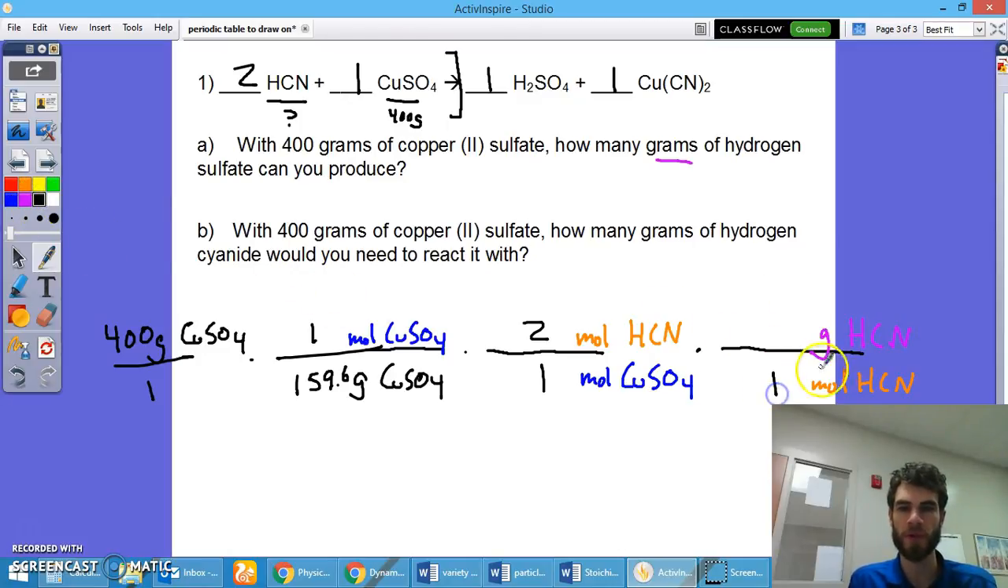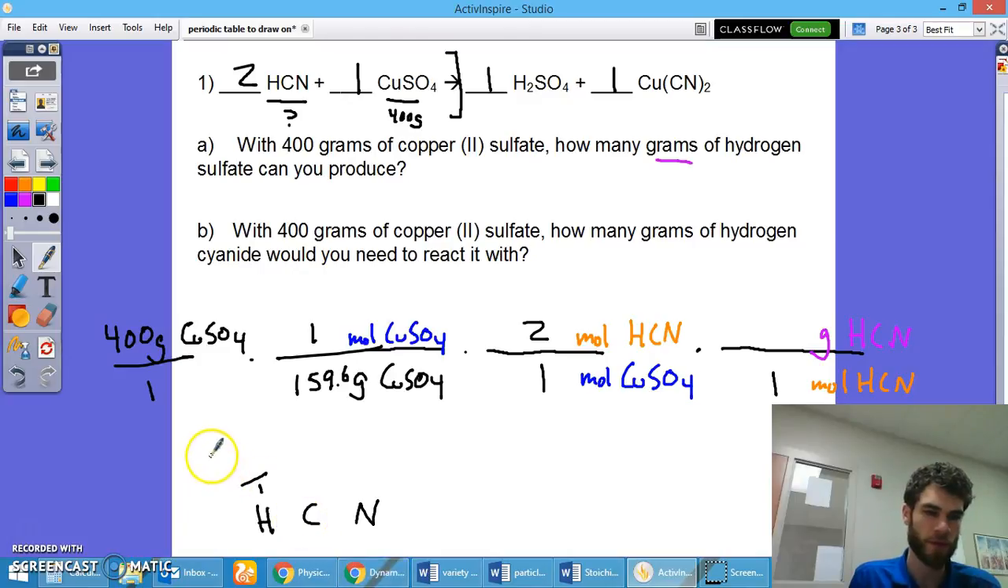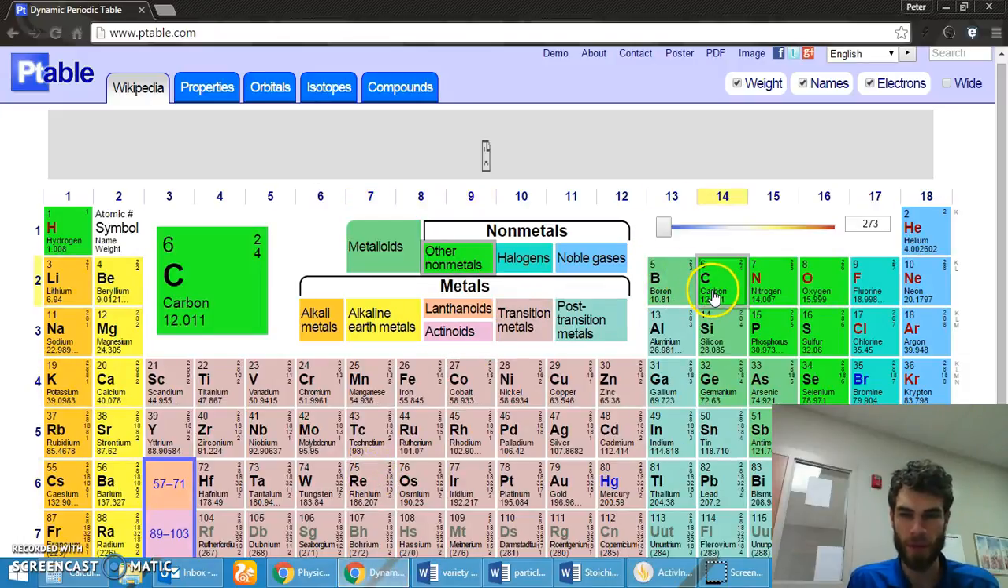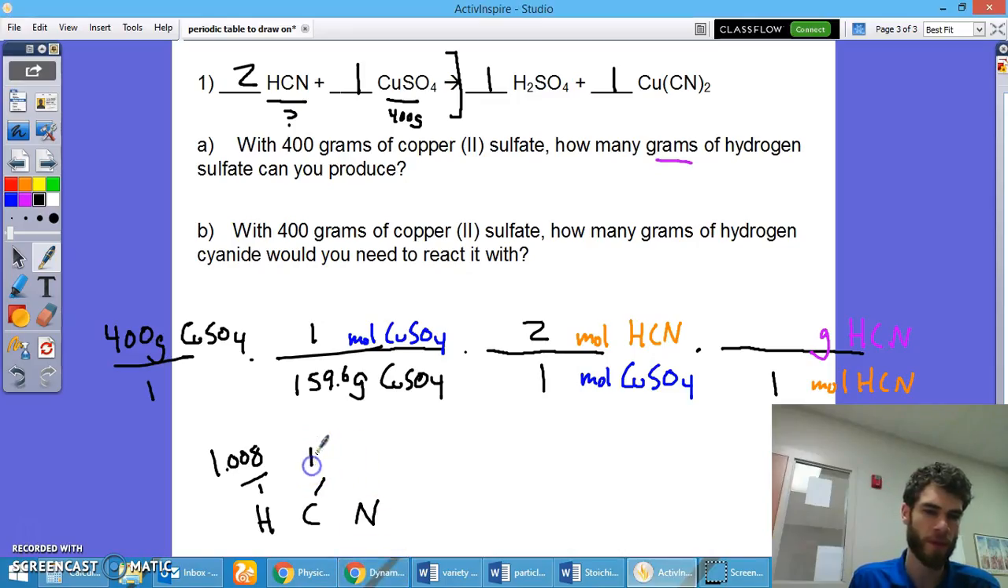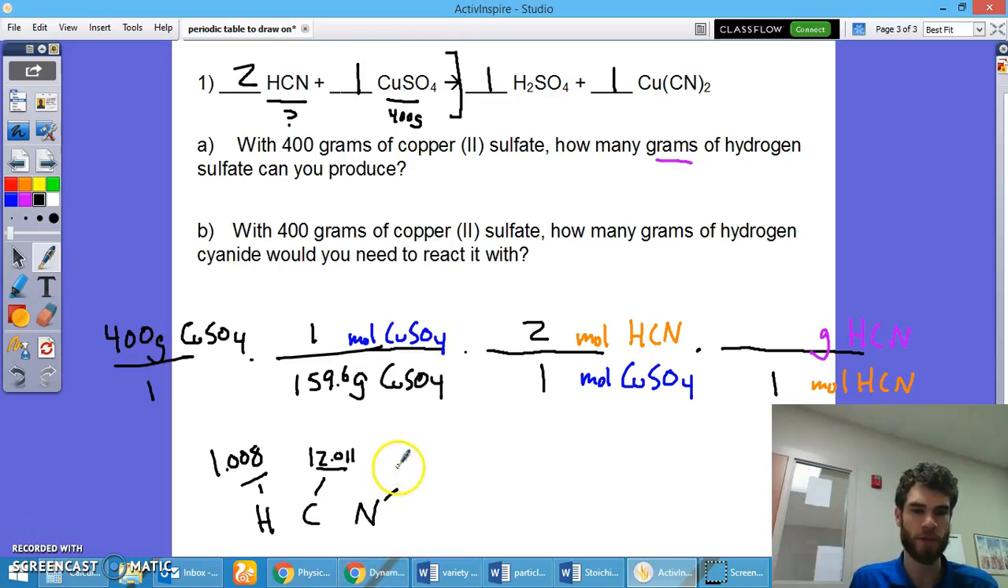Now the 1 goes with the moles, and we have to figure out how many grams are in 1 mole of hydrogen cyanide. So hydrogen cyanide is composed of hydrogen, carbon, and nitrogen. Hydrogen, if you look at the periodic table, is 1.008. Carbon is 12.011. Nitrogen is 14.007. And there's only one of each of these in our compound.